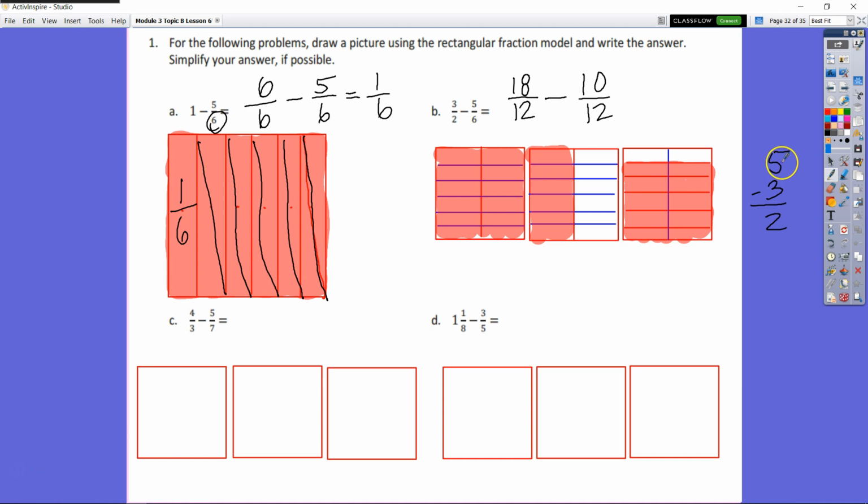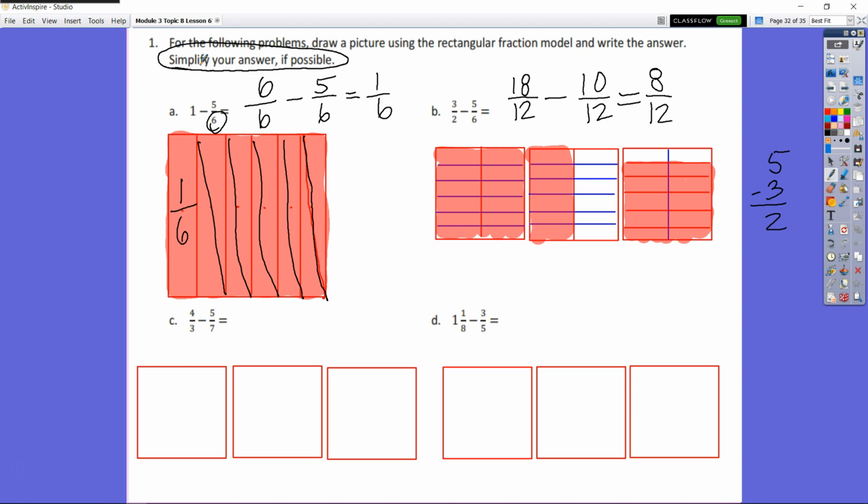You have your minuend, which is your top number, your subtrahend, which is your second number, and your difference, which is your answer. So when we're going from left to right, our minuend, our subtrahend is our second number, and then our difference is going to be what we have here. We know that 18 minus 10 is 8, and we have 8 twelfths. Make sure we are simplifying our answer when it's possible.